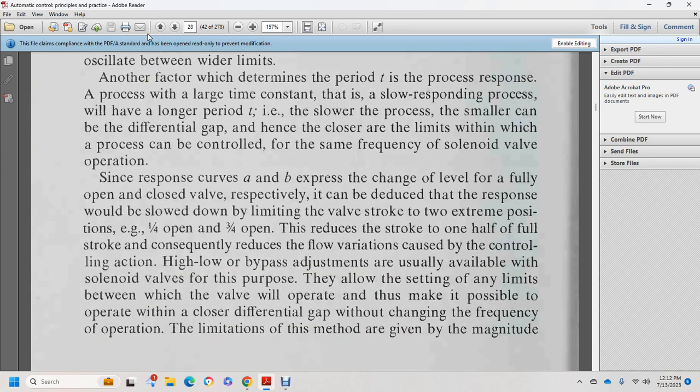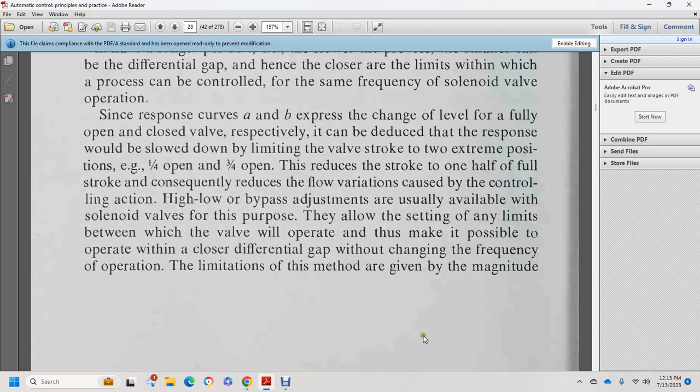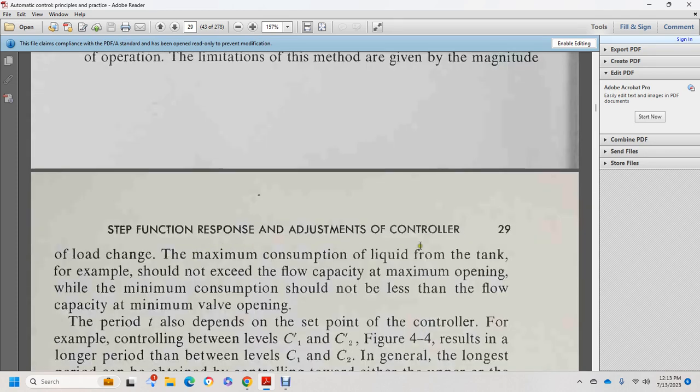Since the response curves A and B correspond to the level change with the valve fully open and closed, the response can be reduced by limiting the valve stroke from the two extreme positions to, say, a quarter open and three quarters open. Reducing the stroke to one half of the full stroke constantly reduces the flow variation caused by the controlling action. High, low and bypass adjustments are usually available on the solenoid valve for the purpose of setting limits on the valve operation. This makes it possible for the operator to set a closer differential gap without changing the frequency of operation. The limitation is given by the magnitude of the load change, with the maximum consumption of liquid from the tank.